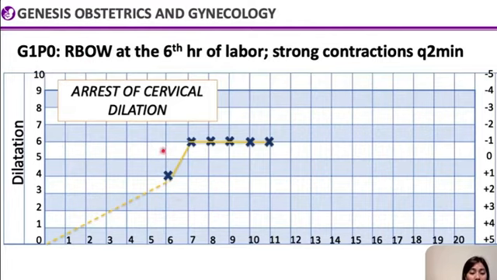So this is important: the bag of waters has already ruptured. The membrane ruptured at the 6th hour of labor. So on admission, that's when her bag of waters ruptured. She has strong contractions every 2 minutes. So more or less, you can see that her contractions are adequate.